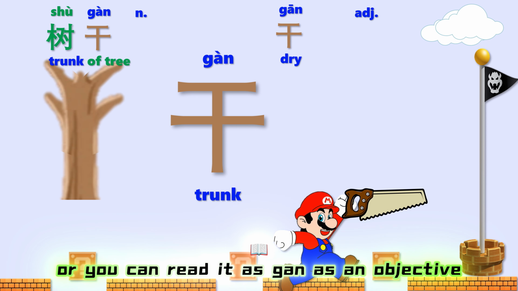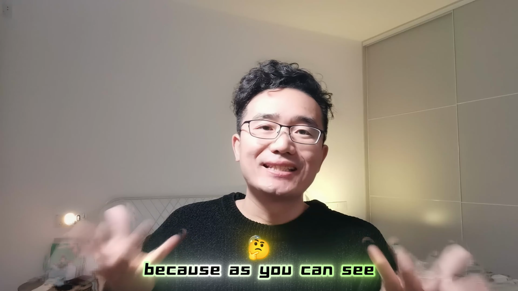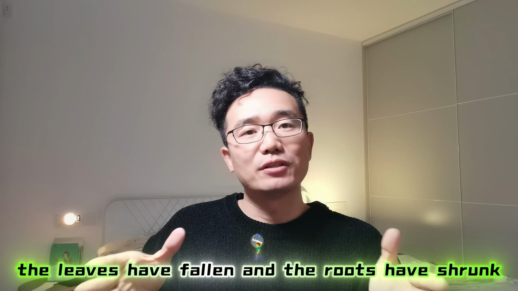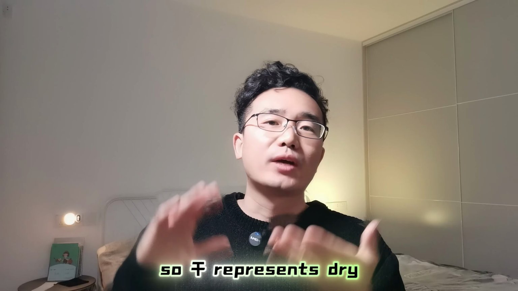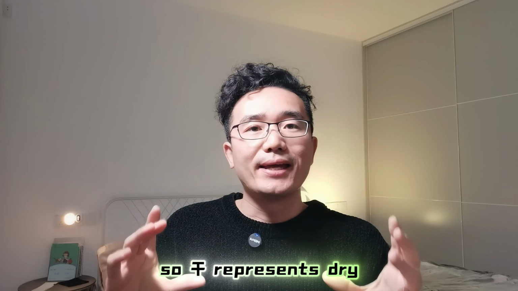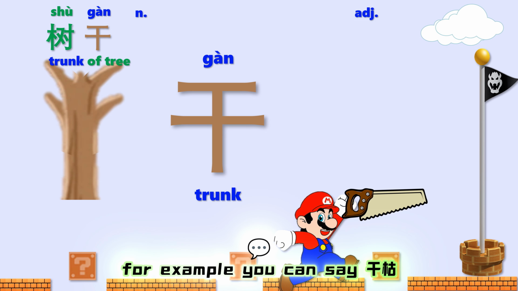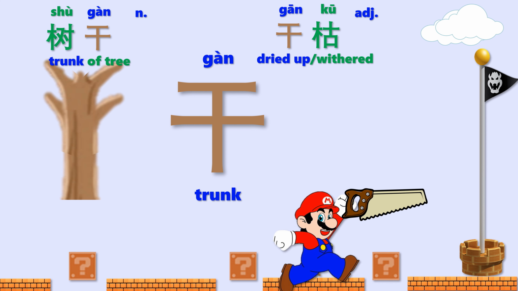Or you can read it as 干 as an adjective, which means dry. Because as you can see, the leaves have fallen and the roots have shrunk, leaving no water in the wood. So 干 represents dry as an adjective. For example, you can say 干枯, which means dried up or withered.